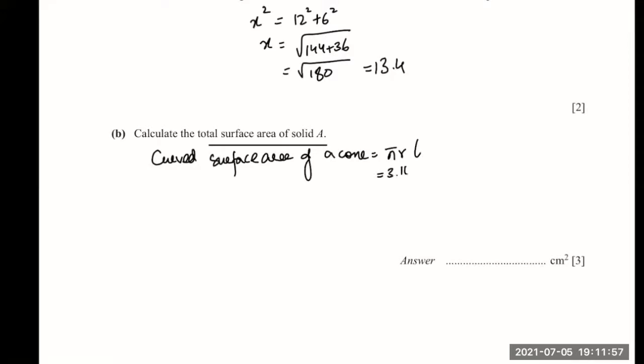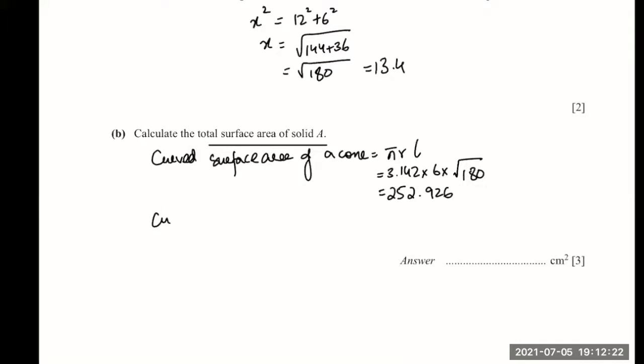So I'm going to write 3.142 into radius, which is 6, and L that I just found out to be, if I want to write it precisely, I can write it as root of 180, because I think 13.4 is rounded off a little. Okay, so I'm going to write the exact one, and I have 252.926.